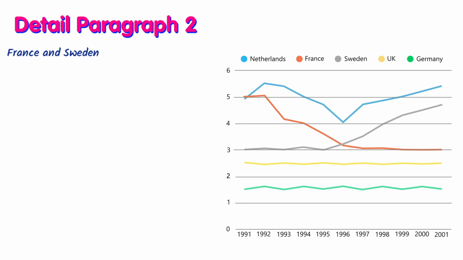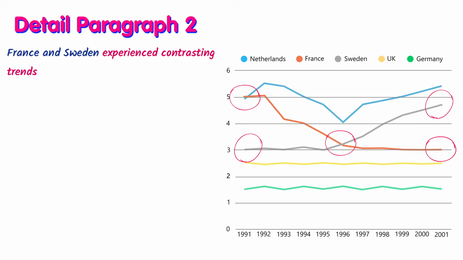France and Sweden experience contrasting trends. As you can see, France started with 5%, right? And Sweden started with 3%. In 1996, as you can see, Sweden surpassed France, and from that moment on, it was increasing, and France became stable at around 3%. So this is how I'm going to analyze this part.